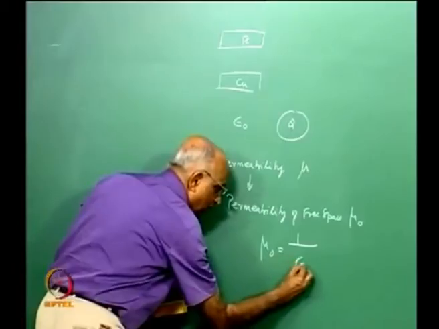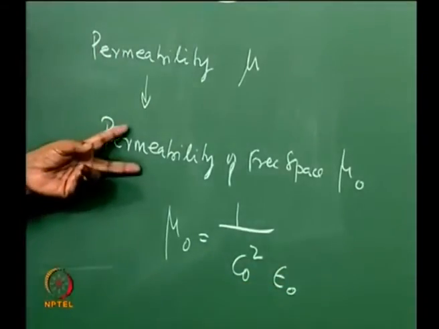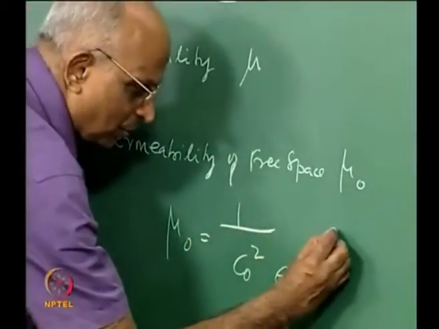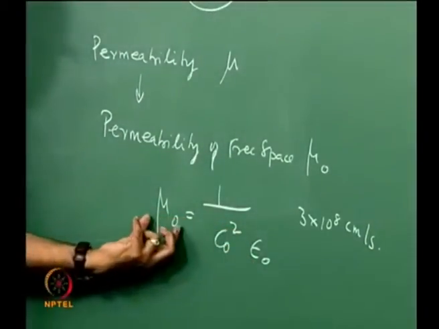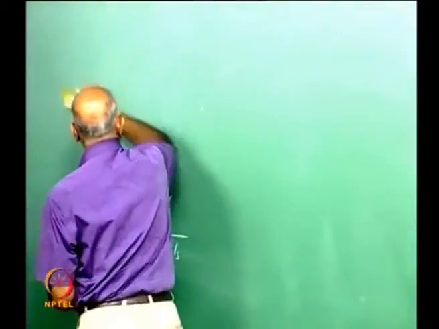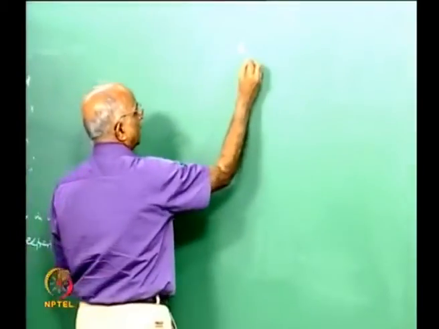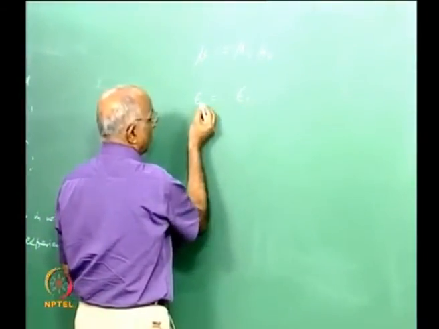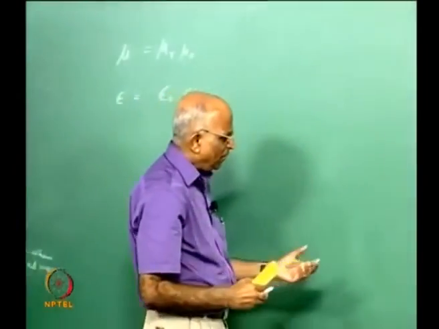1 over c naught square into the permittivity of free space, because electrical and magnetic fields are related in some way. It comes through the relation with the velocity of light in vacuum, which is equal to 3 into 10 to the power 8 meters per second, and we have already calculated the value of permittivity of free space. I can calculate the permeability of free space, and using this permeability for any substance I define the relative permeability mu r in the same way as I defined the relative permittivity of a body, and I say mu r into mu naught is equal to permeability of the body, just like permittivity of something is equal to permittivity of free space into the relative permittivity. Therefore, we can get the value of this.